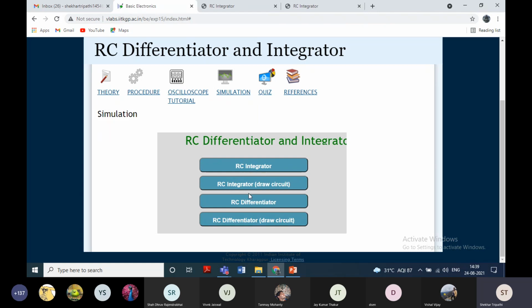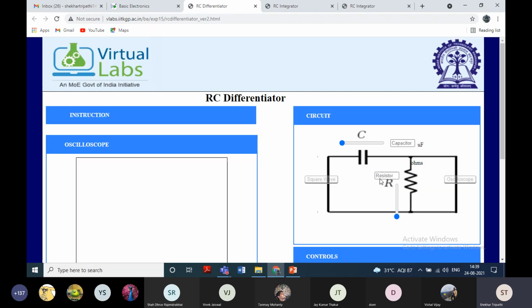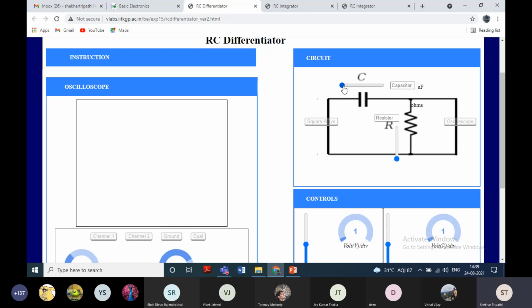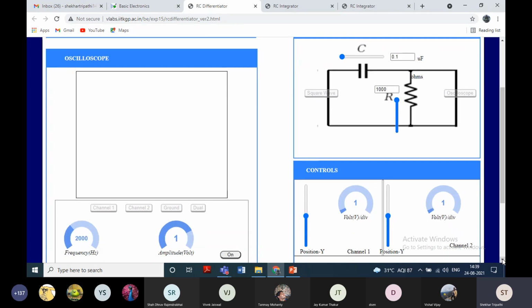Coming to the differentiator circuit, a similar process is to be followed here, wherein you set the capacitor value and resistor value. Herein you have to notice that the resistor value is in ohms, whereas in the integrator it was in kilo ohms.